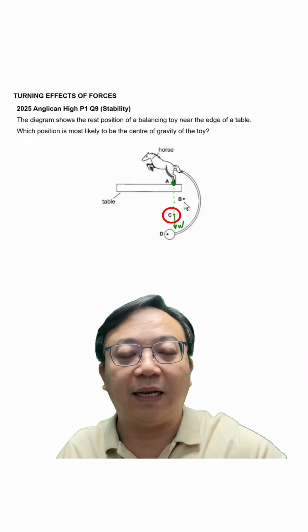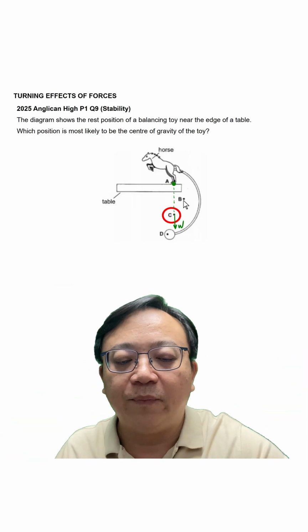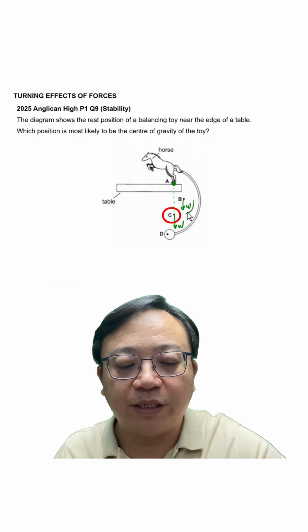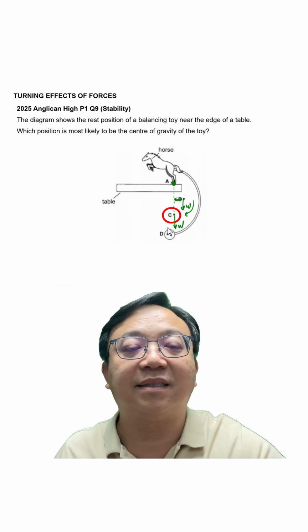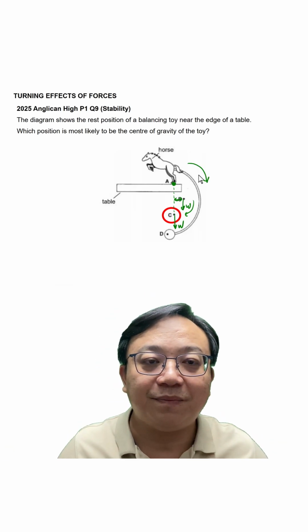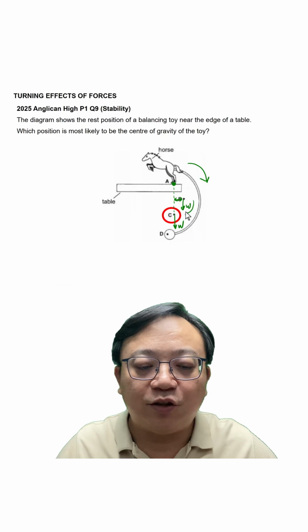Assuming, let's say somebody chooses B as the CG, the center of gravity, then the weight will act here, correct or not? But the pivot is here. So it will generate a clockwise moment about this perpendicular distance, right? Then this horse will topple clockwise, right? Correct or not? So that's why CG cannot be at this point.